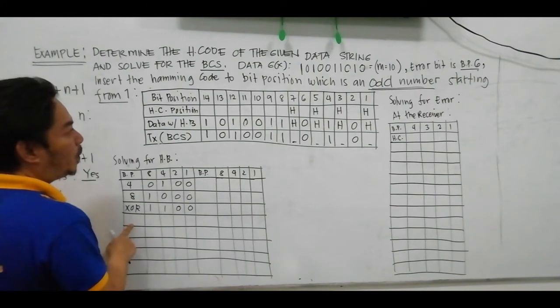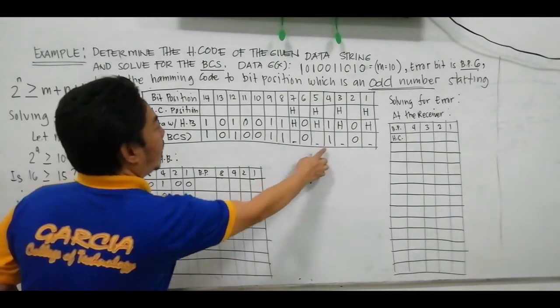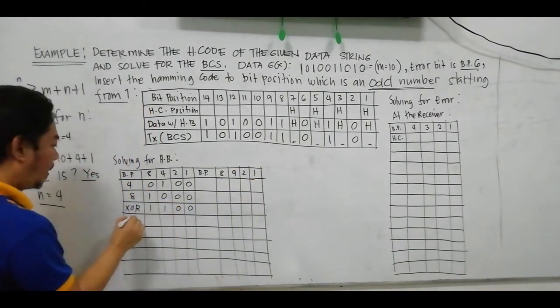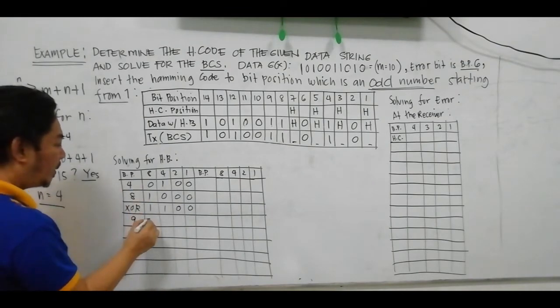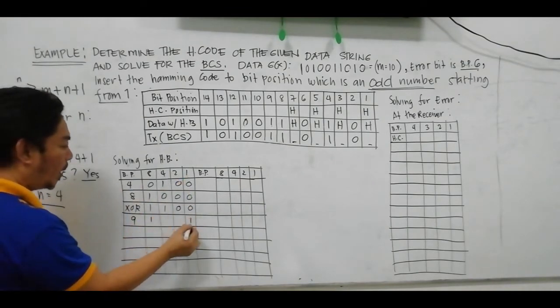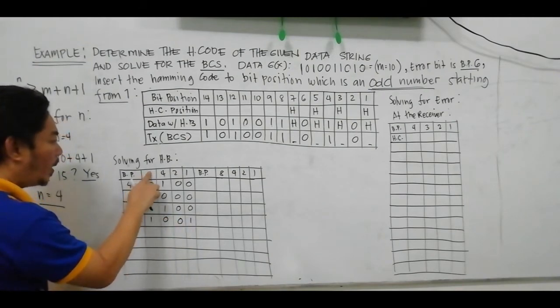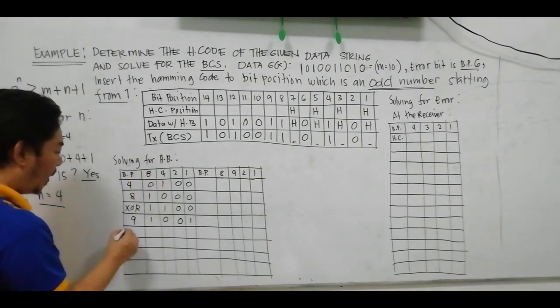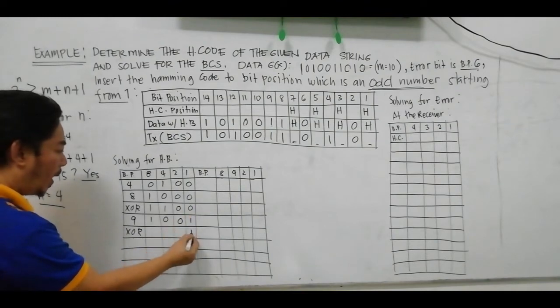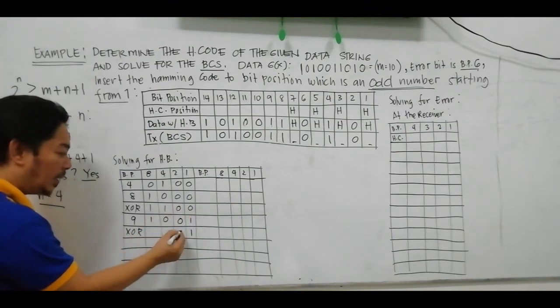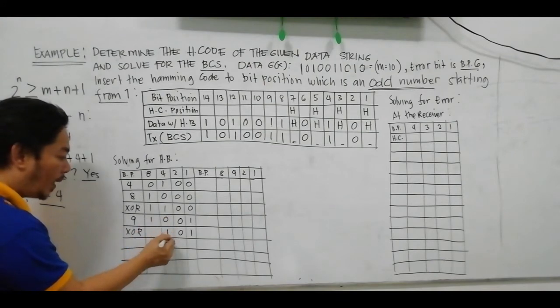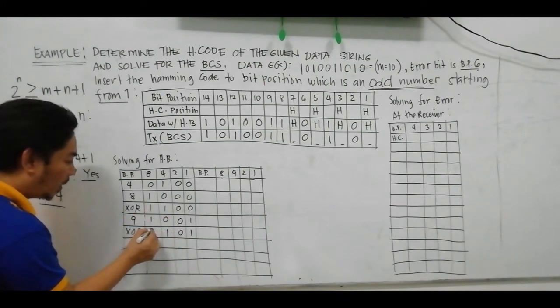The next bit position with 1 is 9. So 9 is 8 plus 1. So therefore, this is 1, 0, 0, and 1. This is 8. And then XOR again. 0, 1, this is 1. 0, 0, this is 0. 1, 0 is 1. 0, 0 is 0, 1, 1 is 0.